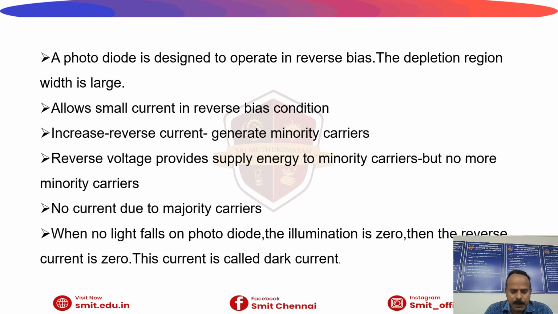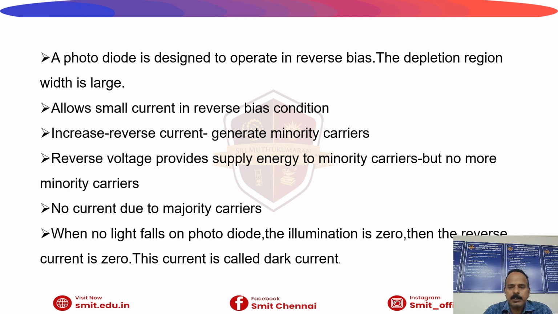However, when the light falls on the photodiode, the photons strike the depletion region and transfer their energy to electrons. This energy excites electrons from the valence band to the conduction band, generating various electron hole pairs. These newly generated charge carriers are called minority carriers. When no light falls on the photodiode, the illumination is zero. Then the reverse current is also zero. This current is popularly called dark current.